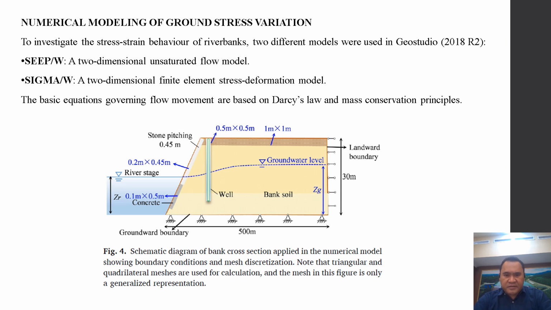In the figure on the slide, we can see the schematic diagram of the bank cross section applied in the numerical model, showing boundary conditions and mesh discretization. Note that triangular and quadrilateral meshes are used for calculations, and the mesh in this figure is only a generalized representation. So we can see the position and the modeling in the software GeoStudio.